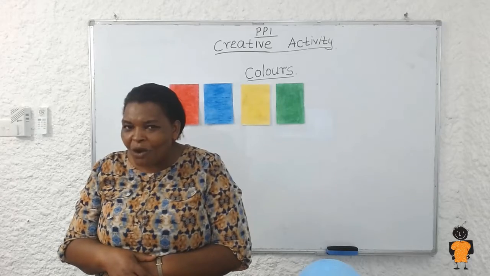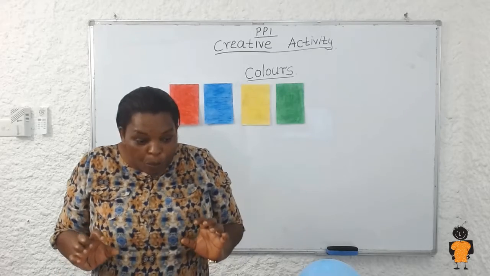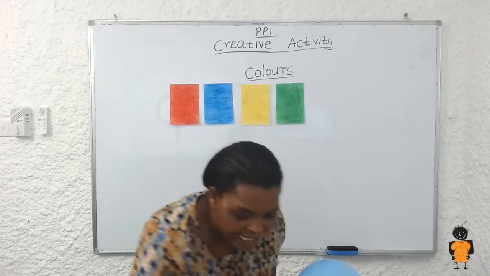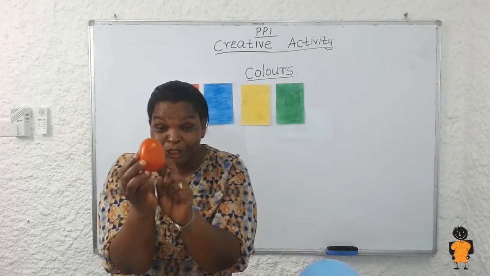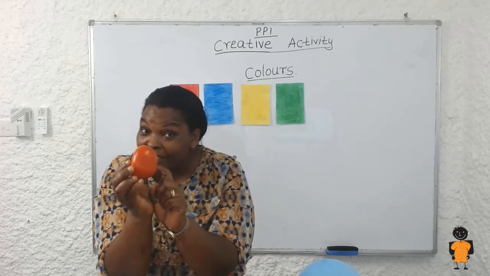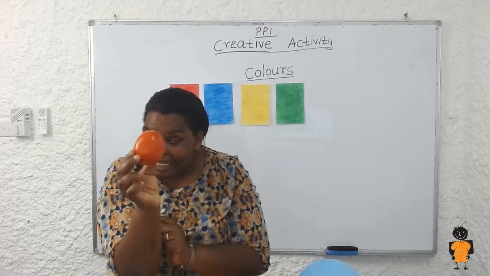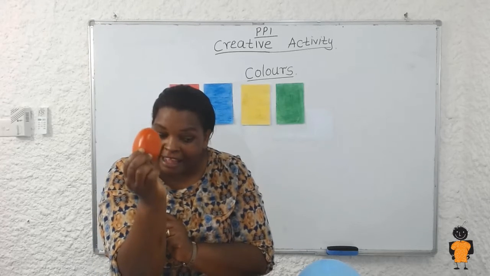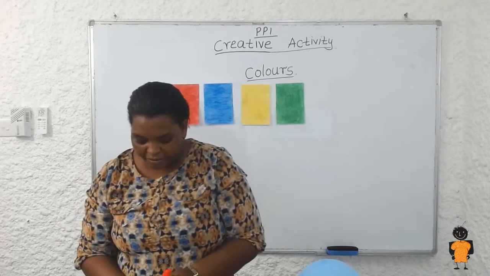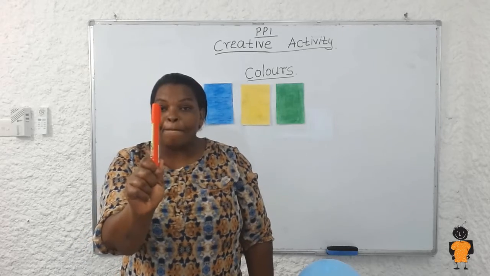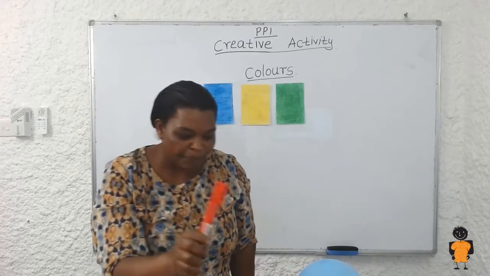And you know what? I have Mr. Tomato here. I want to show you tomato. Look at that. This is tomato. And it is in red color. Look at it nicely. It is in red color. Good. Also, I have another object. That is a mark pen.